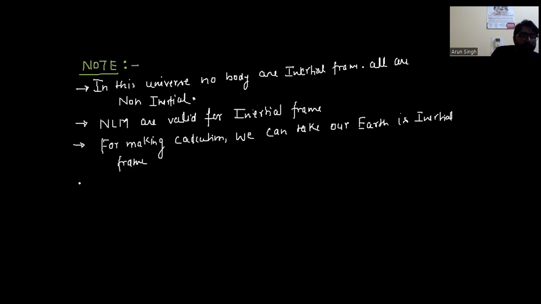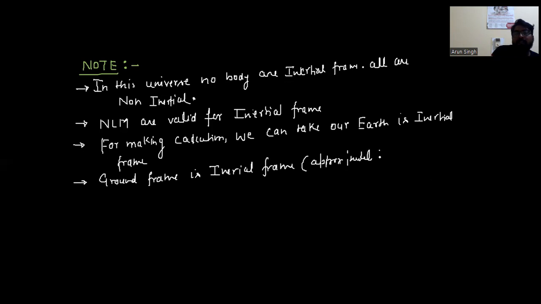Or you can say the ground frame is inertial. Why can you say inertial? Because with respect to gravity, the acceleration is very small, approximately. The ground frame is an inertial frame because it has very low acceleration compared to Earth's gravitational acceleration.